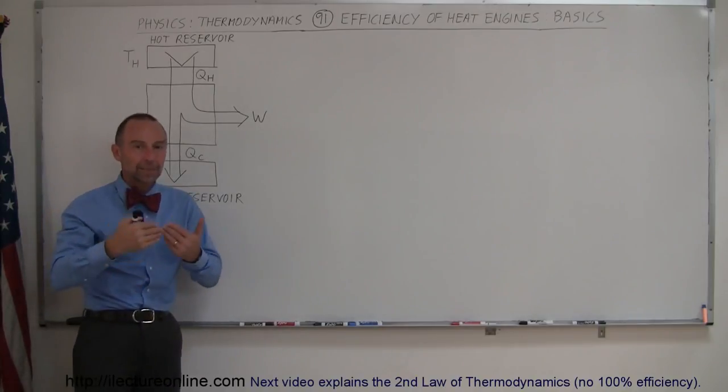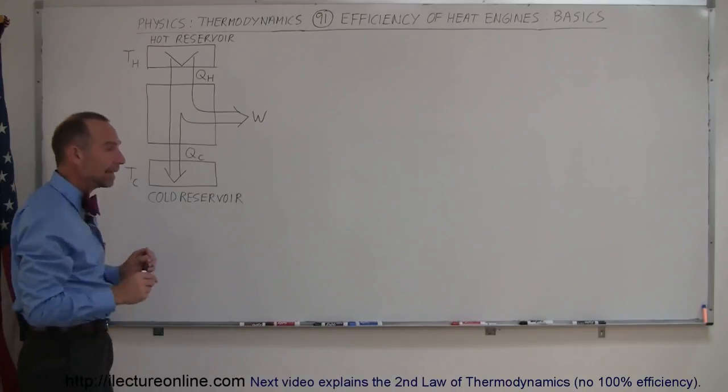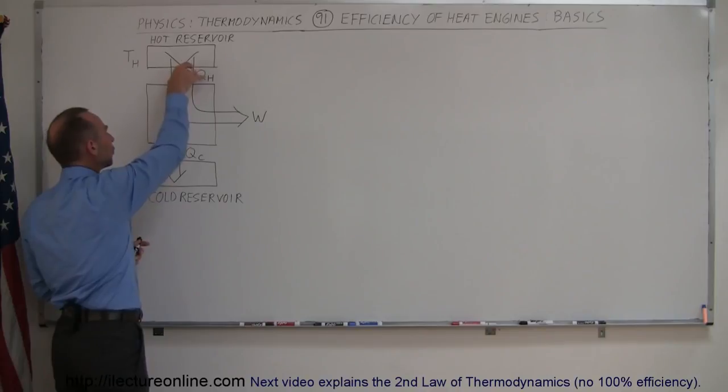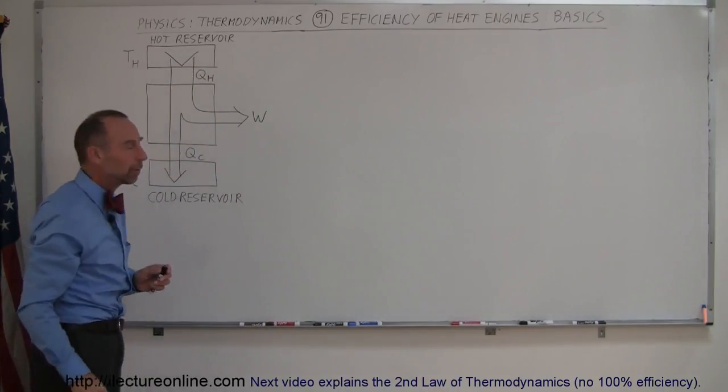In nature, heat typically flows from hot to cold on its own. Nobody has to push it to do that. And a heat engine takes advantage of that heat flow. Somehow it diverts part of that heat flow and does work with it. So that's what the W represents.